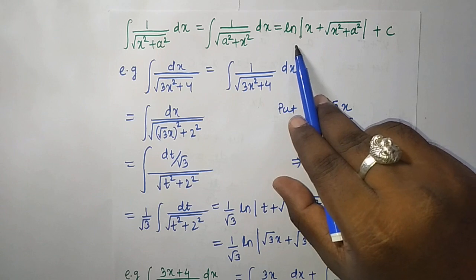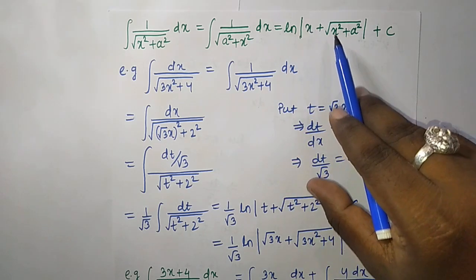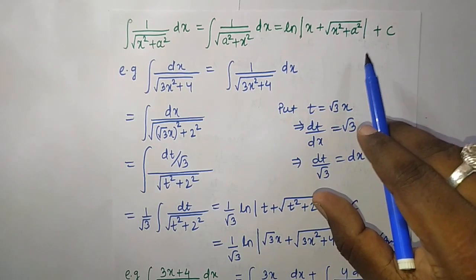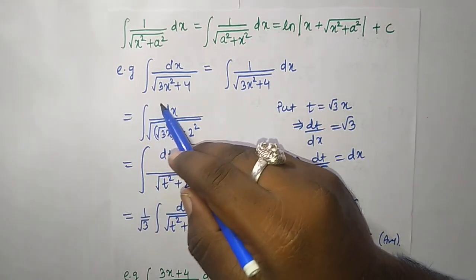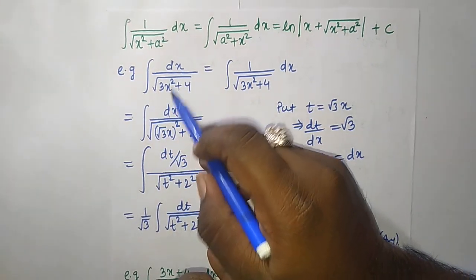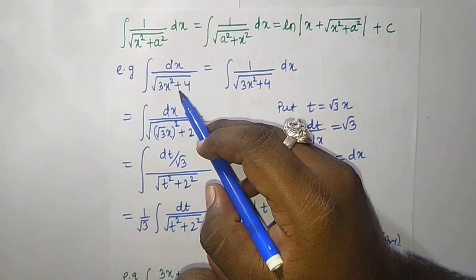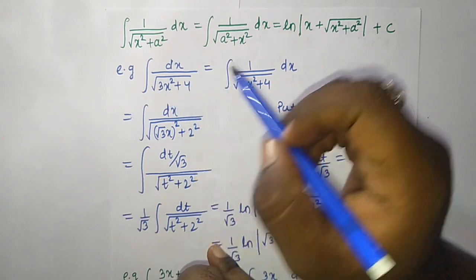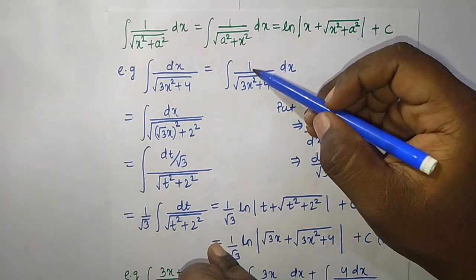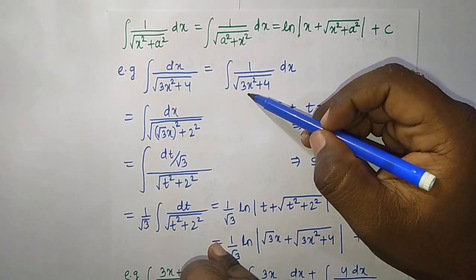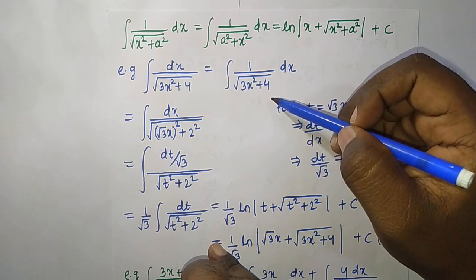Its formula is ln modulus of x plus root over of x square plus a square. Okay, now apply this formula. First example I have given here is dx by root over of 3x square plus 4. This is same as you can write dx term separately, then you will get 1 by root over of 3x square plus 4.